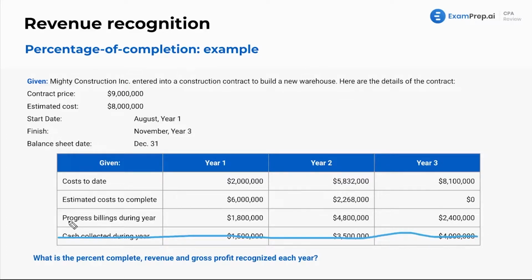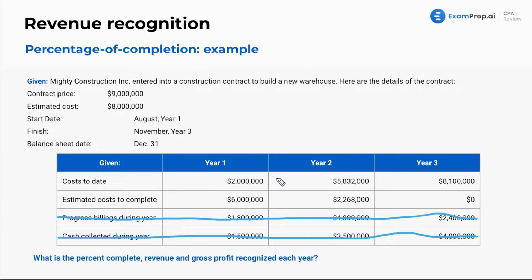And in addition, progress billings. That has no impact on what we recognize as revenue. Sure, that has an impact on other accounts receivable and cash balances, but we don't care at all. Now, here's a schedule, right? This is given information. Costs to date.